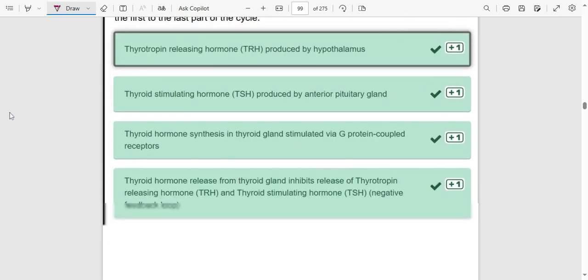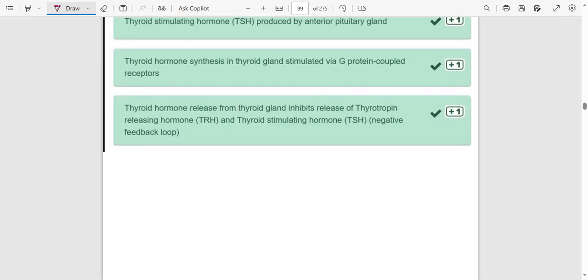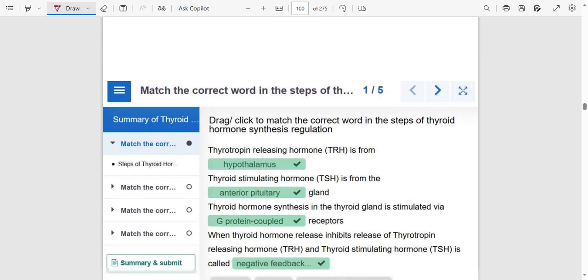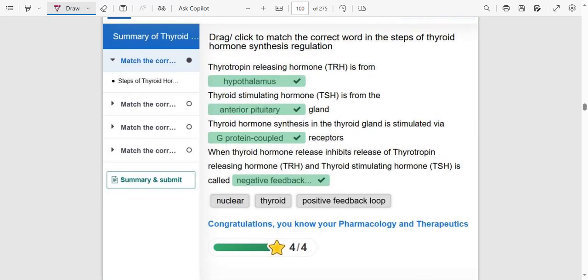So that's what the down part of the question is saying. Thyroid hormone release from the thyroid gland inhibits release of thyrotropin releasing hormone and thyroid stimulating hormone. So it can actually inhibit also the hypothalamus. So the hypothalamus and the pituitary gland can be inhibited. Drag or click to match the correct word.